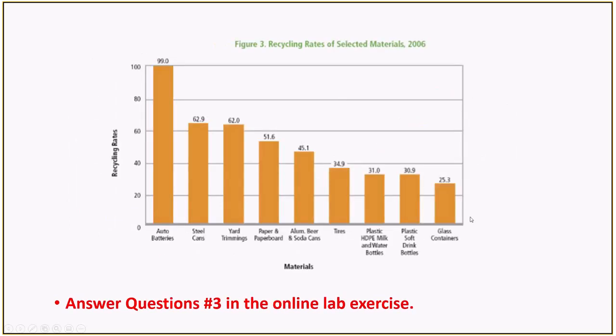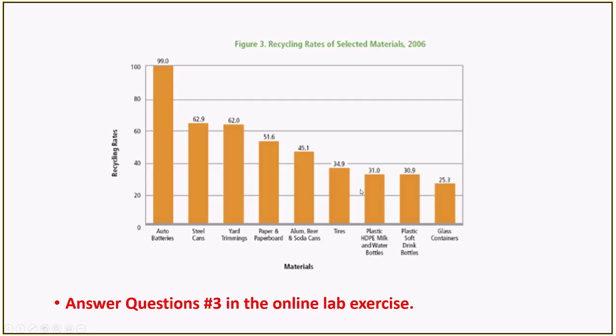Here we can also see recycling rates of selected materials in the United States. I want you to look at this diagram and see which items are the most widely recycled and which are not. You'll commonly see that plastic drink bottles and milk and water bottles have about a 30% recycling rate, and that's fairly low. Also the same thing for glass containers. Often these never make it to a recycler.